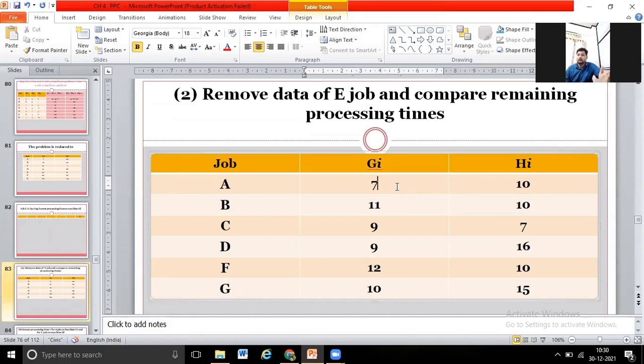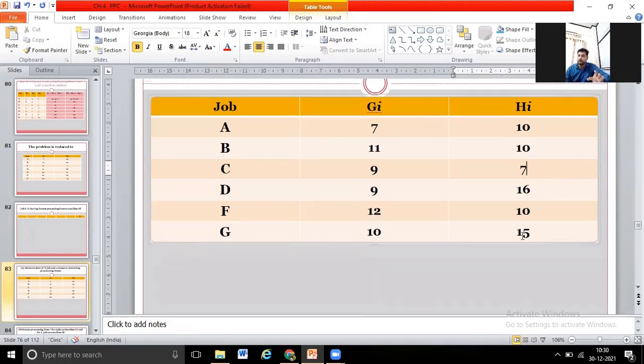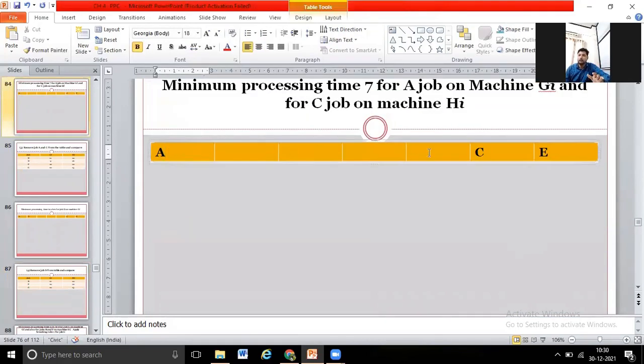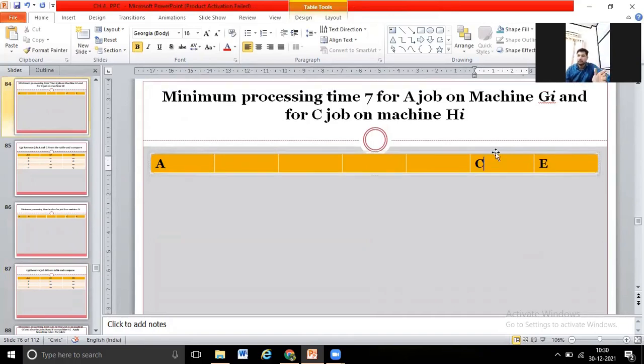If the minimum processing time is on machine 1, then the highest priority we need to provide to that particular job. And if the lowest processing time is on machine 2, then that particular job will have the lowest priority in the sequence. Okay, so A job should have the highest priority for the remaining blocks, and the C job should have the lowest priority in the remaining jobs. Okay, so similarly, the A job will have the highest priority and C job will have the lowest priority for the remaining blocks.